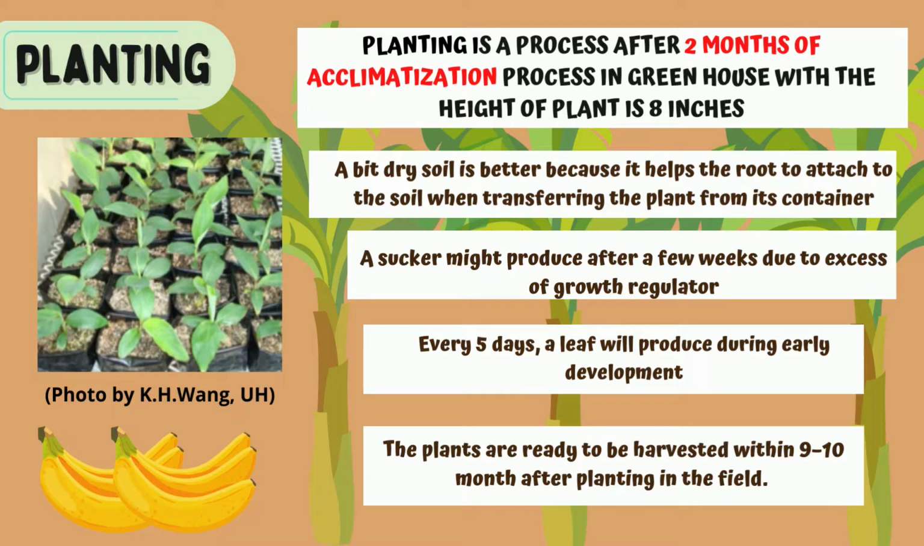A sucker might be produced after a few weeks due to excess growth regulator. Every 5 days, a leaf will be produced during early development. The plants are ready to be harvested within 9 to 10 months after planting in the field.